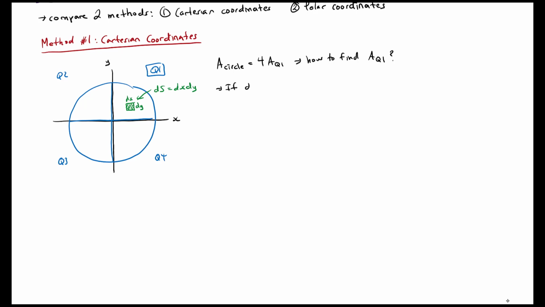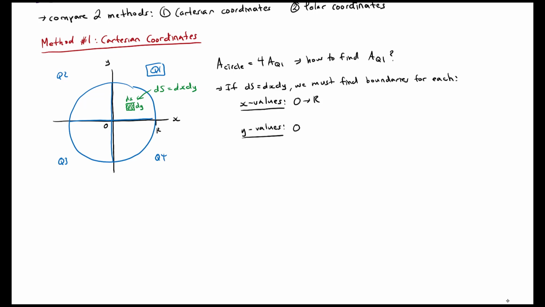So if ds is equal to dx times dy, we must find boundaries for each. So when we look at the x values, the x values are going to have to go from 0 to a maximum of r. So we go from 0 to r. The y values are dependent upon the x values because for functions y is dependent upon x. So for one, we definitely know that the minimum value of y is 0, but your maximum value of y is going to be dependent upon x.